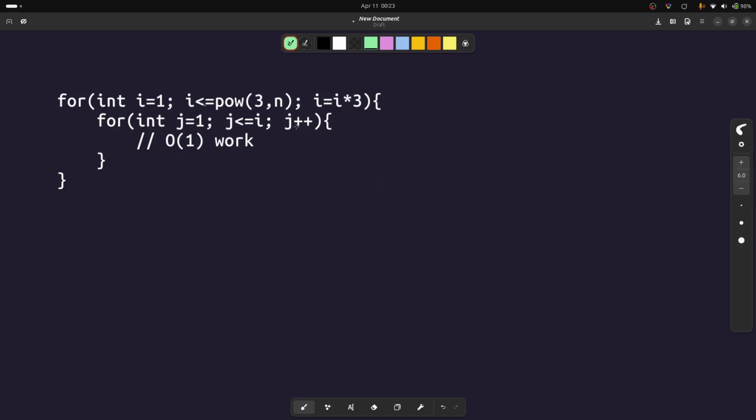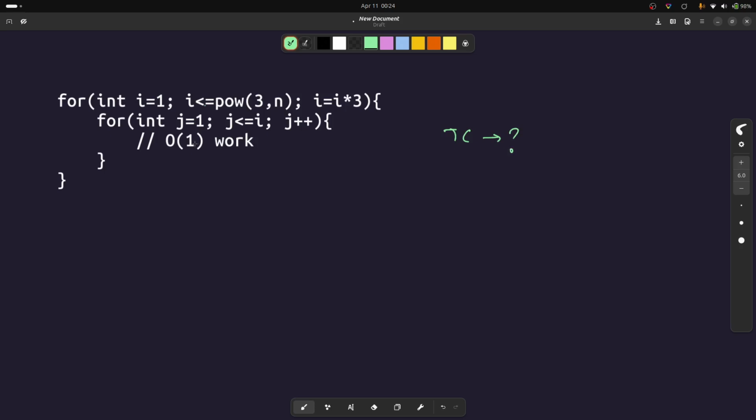Okay guys, so this is problem number 5. Again, a nested for loop. Now look at this one. So there is an outer i loop and an inner j loop. The j loop is doing only constant work. We have to find the time complexity.